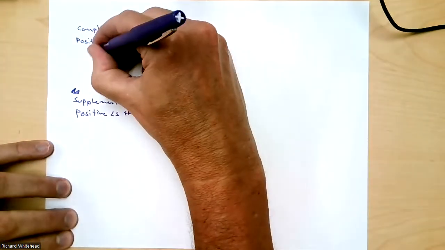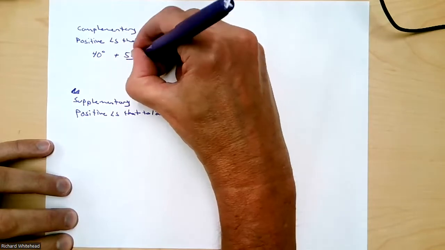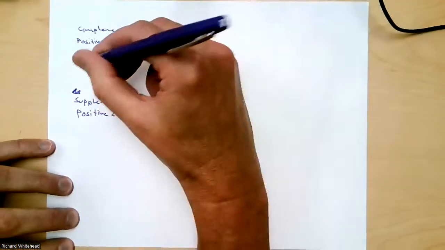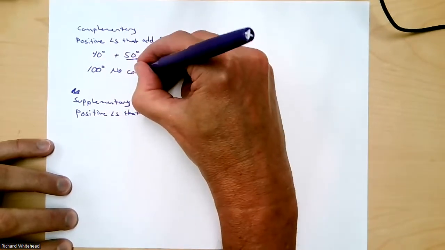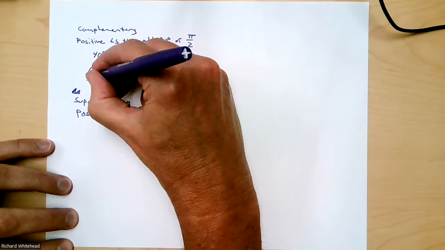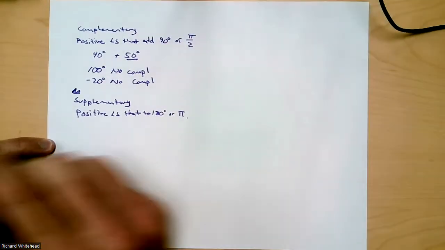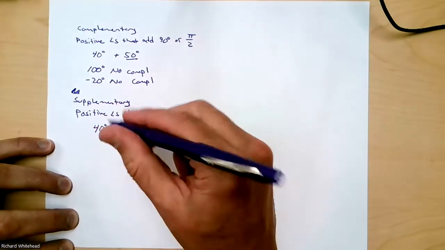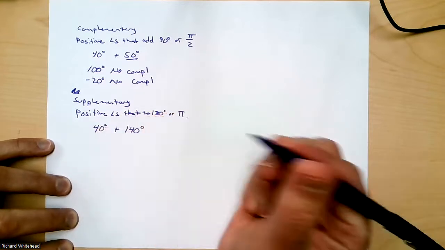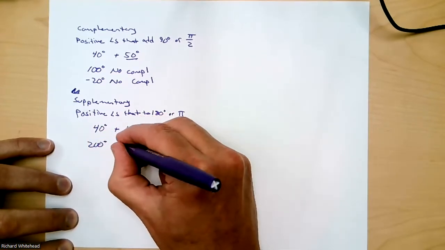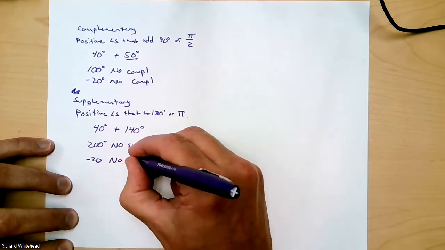So if we said, what's complementary to 40 degrees, that would be 50 degrees, okay? But if I said, what's complementary to 100 degrees, we'd say no complement. If I said what's complementary to -20 degrees, we'd say no complement. You with me? So similarly for 180, what's supplementary to 40? That'd be 140. What's supplementary to 200? We'd say it has no supplement. What's supplementary to -20? We'd say no supplement.